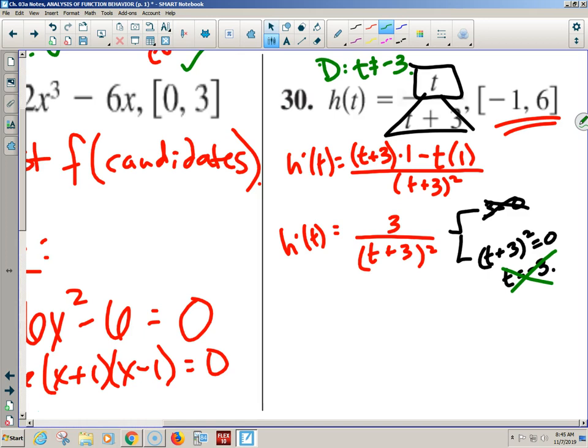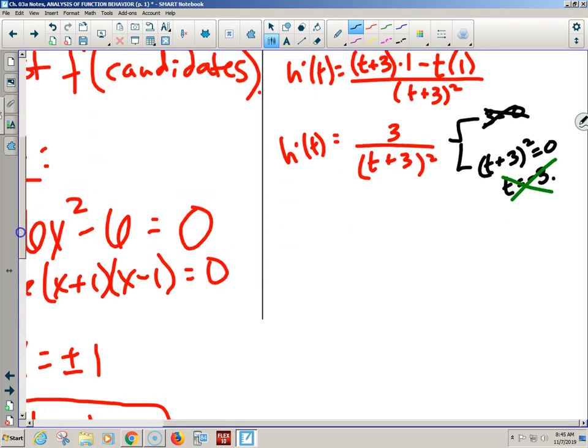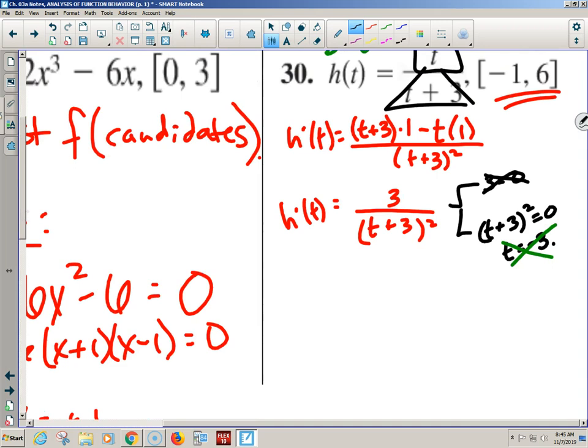But wait a minute, I have no critical numbers. Well, if the candidates for my absolute extrema are critical numbers and endpoints, and I have no critical numbers, who are my only candidates? Endpoints. Okay, so let's test them. We went looking for critical numbers, we didn't have them, so okay, fine.